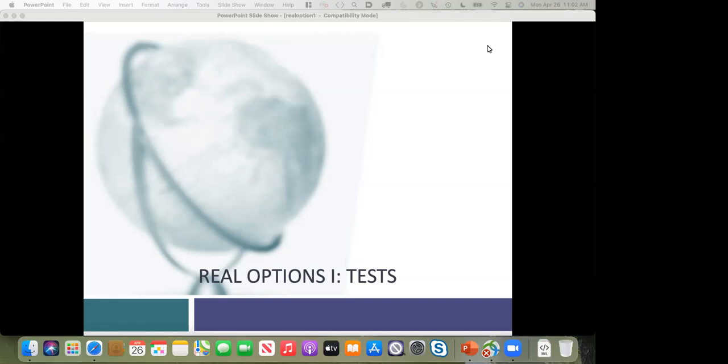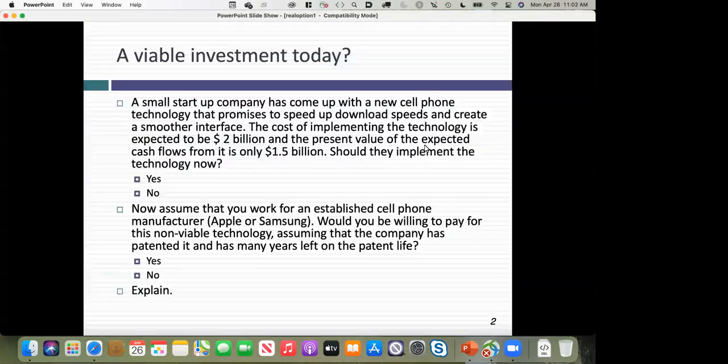Because today we're going to hit the real options running. We'll talk about valuing a patent. We're going to talk about valuing undeveloped reserves, and we're going to wrap up the real options section probably on Wednesday. So let's start at the start of the class test in terms of real options and what it is that makes for real options.